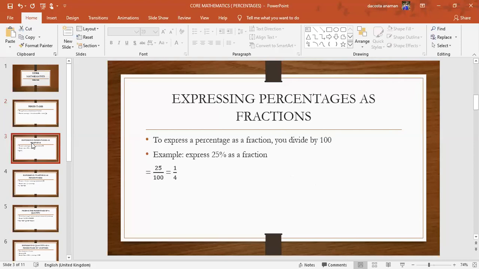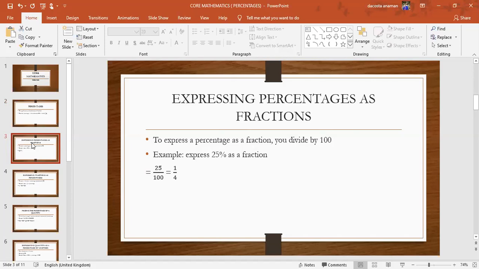Now we are going to learn how to express percentages as fractions, how to express fractions as percentages, and a lot of things. I over prepared the slides. Wherever we reach, we'll stop, then we'll continue the following week. So we are going to talk about expressing percentages as fractions.